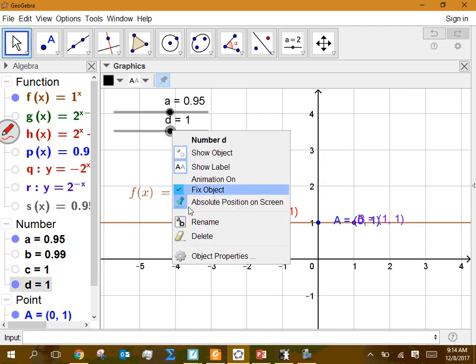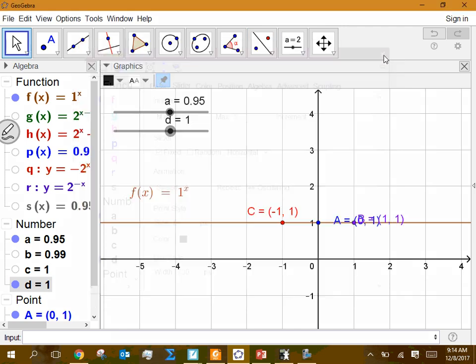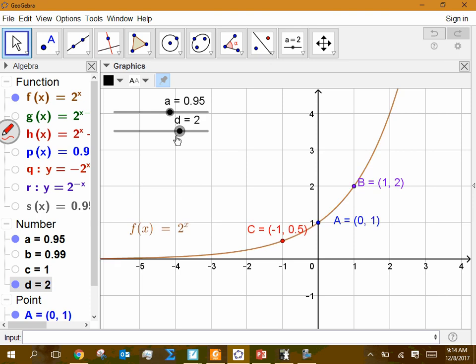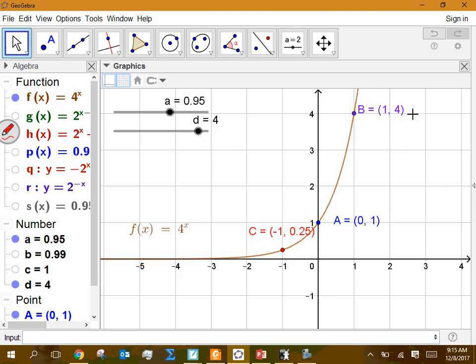As I move the base, now obviously 1 is not exponential, so we start maybe at 2. We get 1, 2, then 0, 1, and -1, 0.5, or 1/2. Move it to 3. You get 1, 3. Still get 0, 1, and now -1, 1/3. Move it to 4. Get 1 comma 4, 0 comma 1, and now negative 1 comma 1/4.